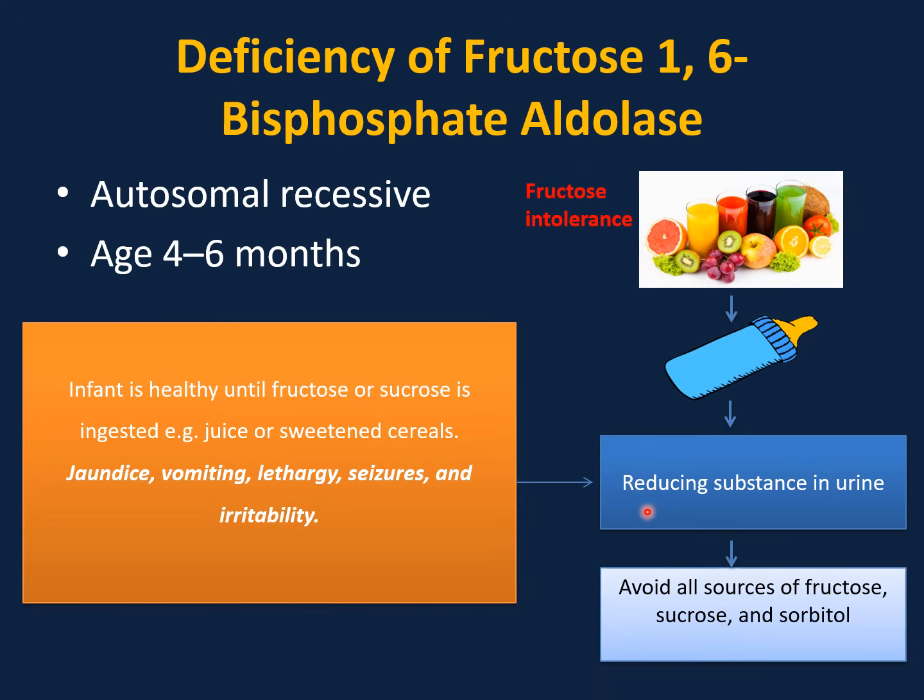If you do urine test, it will be positive for reducing substance, and the treatment is to avoid all sources of fructose, sucrose, and sorbitol. So the key word, healthy infant until the fructose is introduced to the infant. Then they will have symptoms, and the treatment is to avoid the fructose, sucrose, and sorbitol.